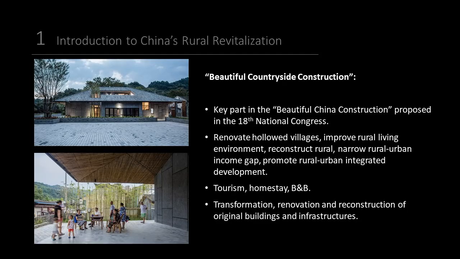Another very important sub-strategy is called the beautiful countryside construction, which is directly related to the design and building industry, and therefore is more of architecture designers' interest. It is proposed as a key part of the beautiful China construction. In the background of rapid urbanization, industrialization, and rural transformative development, beautiful countryside construction has a vital practical significance for renovating hollow villages, improving rural living environments, reconstructing rural spaces, narrowing the rural-urban income gap, as well as promoting rural-urban integrated development.